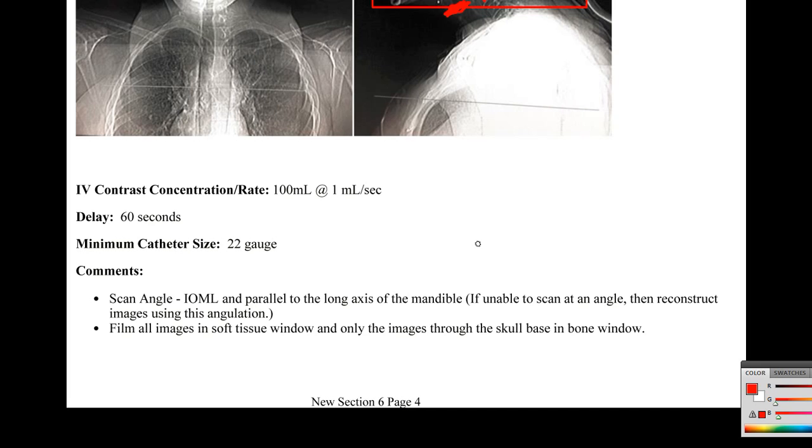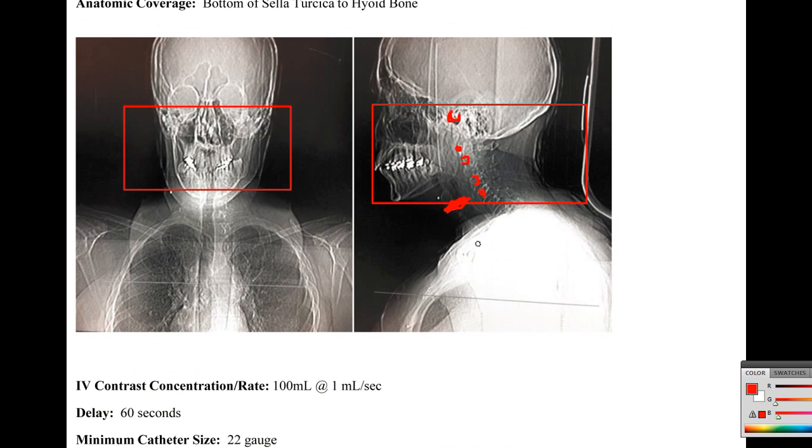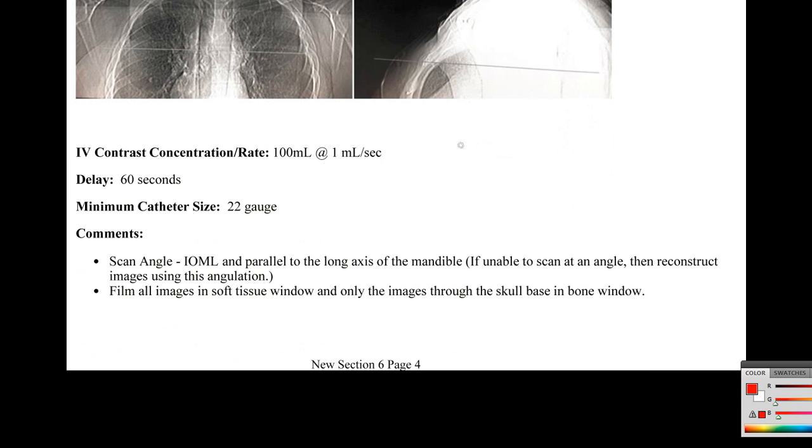Another thing to keep in mind is the scan angle. We're going to be scanning at the IOML at this angle, and so you're going to be looking something like this. But you're usually going to be scanning at the IOML and parallel to the long axis of the mandible.